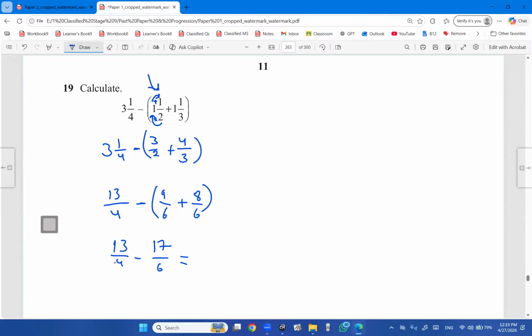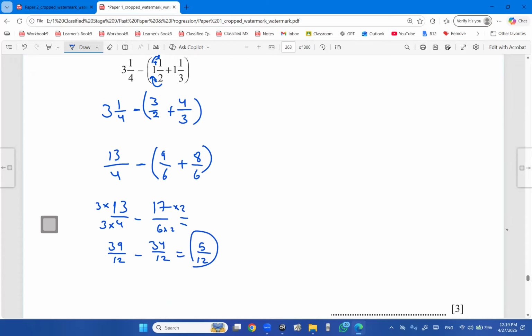All right. So anyway, over here, I'm going to multiply this by 3, multiply this by 3, multiply this by 2, multiply this by 2. So it is 39/12 minus 34/12 equals 5/12, which is the final answer.